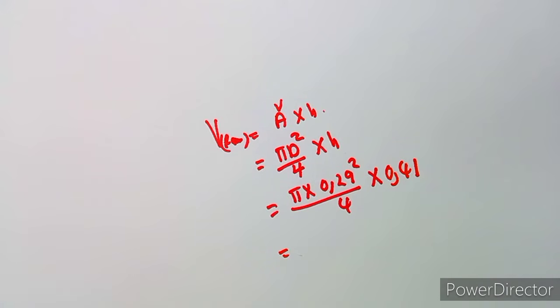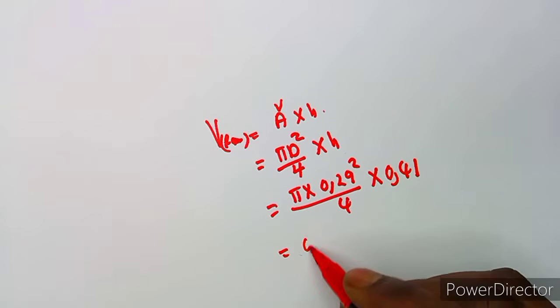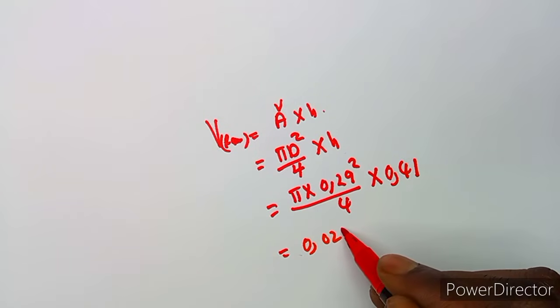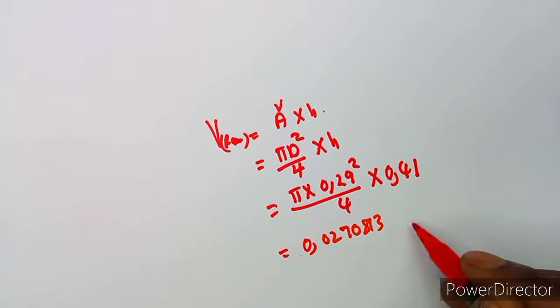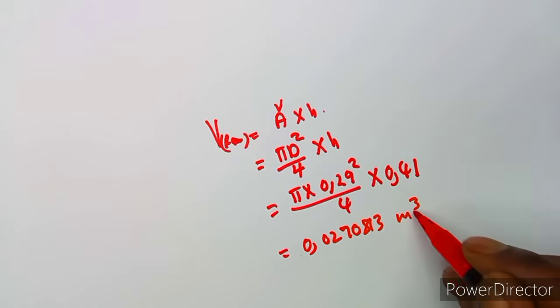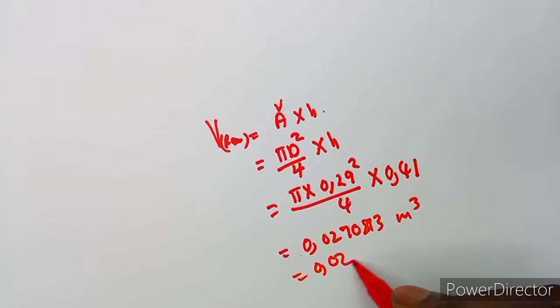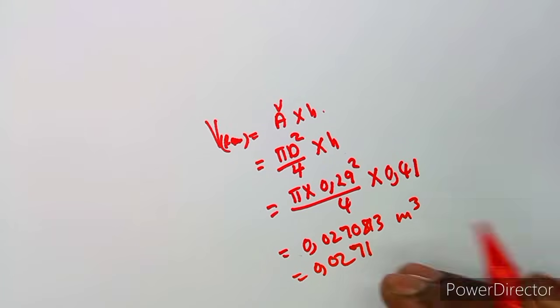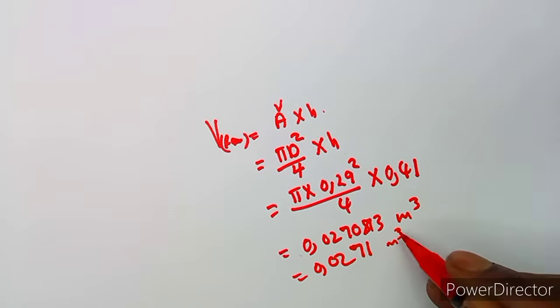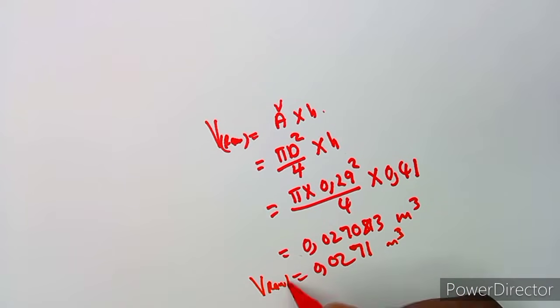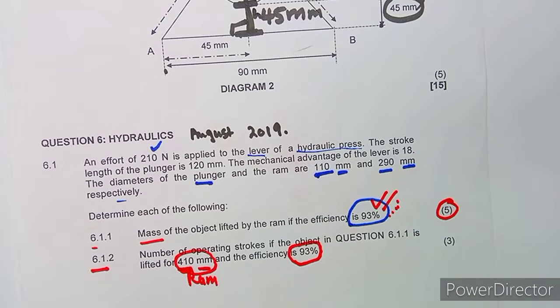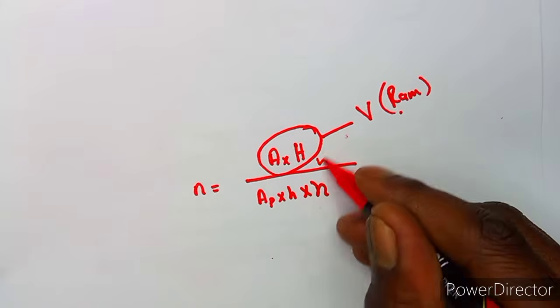So that is going to give us the volume affecting the ram, and that's going to be something like 0.027081 cubic meters. You can round off, maybe to 3 significant figures, or you can just use this value as it is. This will be the volume that we have on the ram, and this is the one that we have got here, where we transposed our formula. So this one is now there.